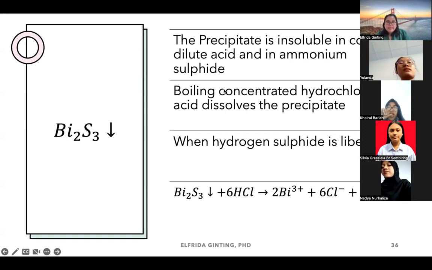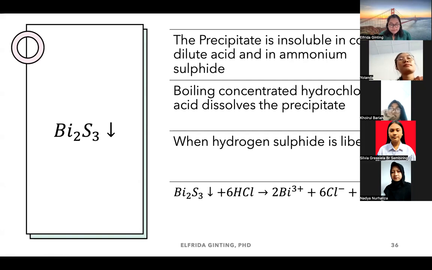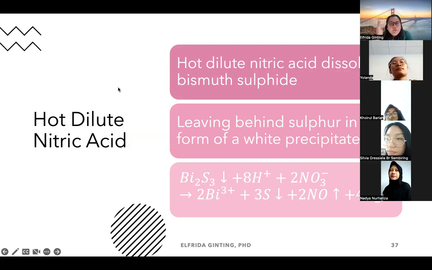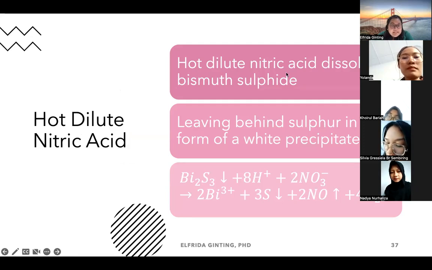Okay, so you can see here, this is one of the reactions to identify bismuth. We can react it with hydrogen sulfide, and then if we want to dissolve it, we need to react it with hot hydrogen chloride. Another identification is that hydrogen sulfide gas will be released from the reaction. Now, how about with hot dilute nitric acid? Also, if we have hot dilute nitric acid, we can dissolve the bismuth sulfide.